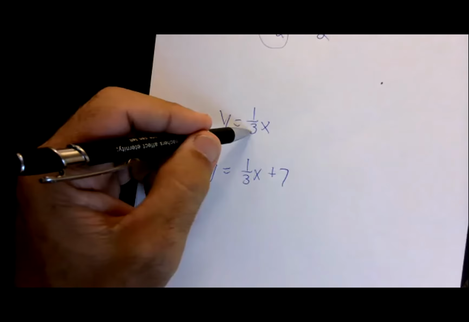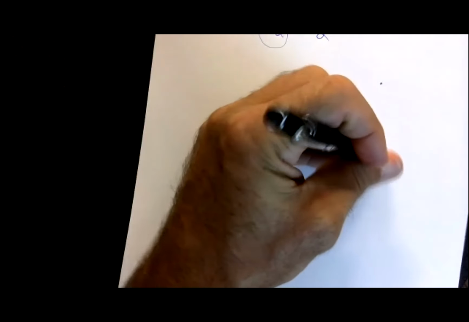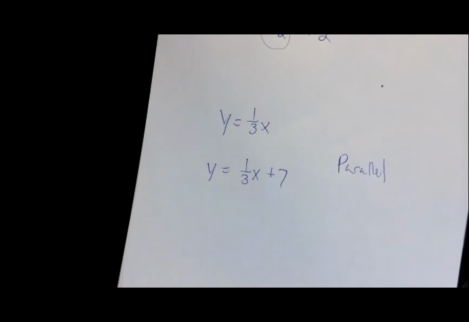These two lines obviously have the same slope, so they would be parallel. And that's part of 3-4 when they're talking slopes.